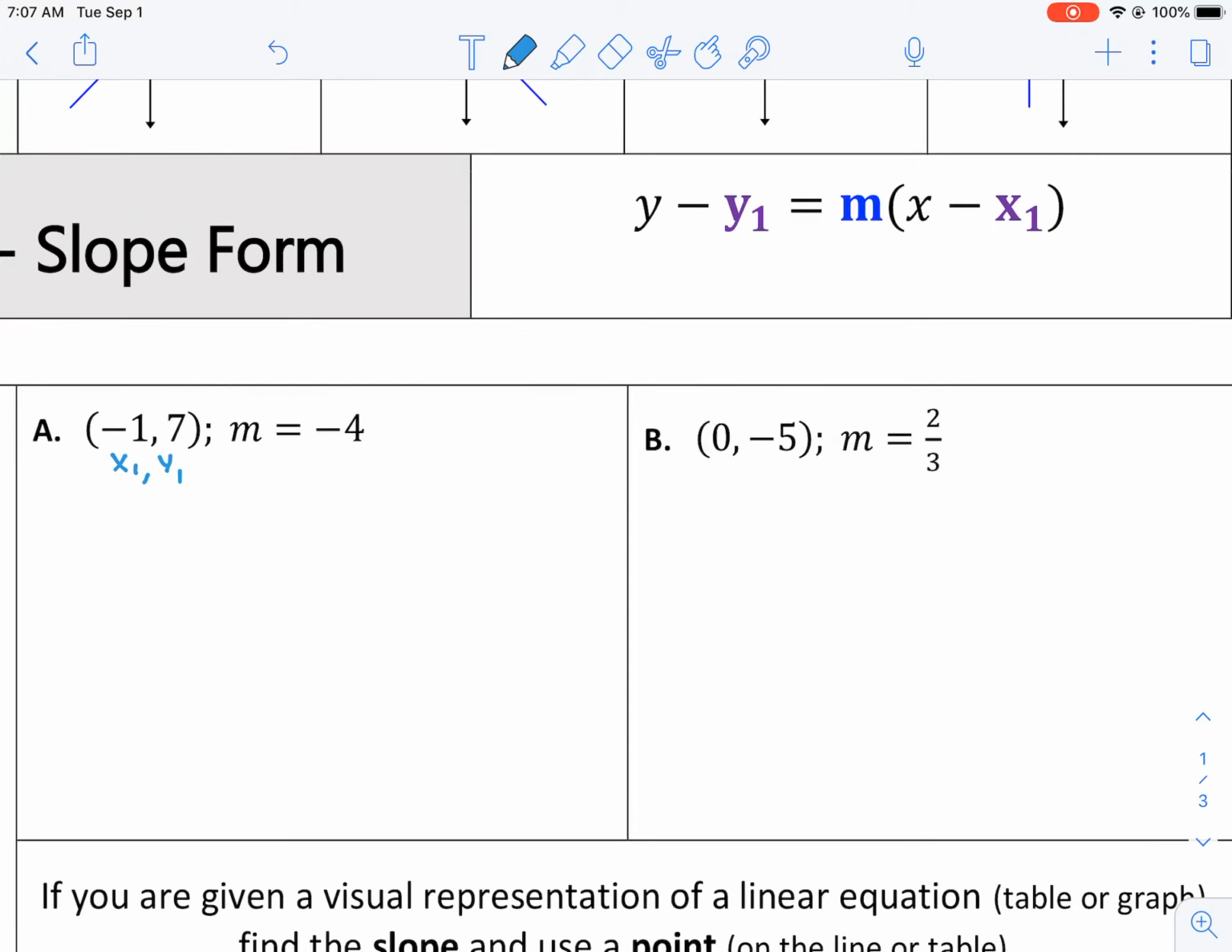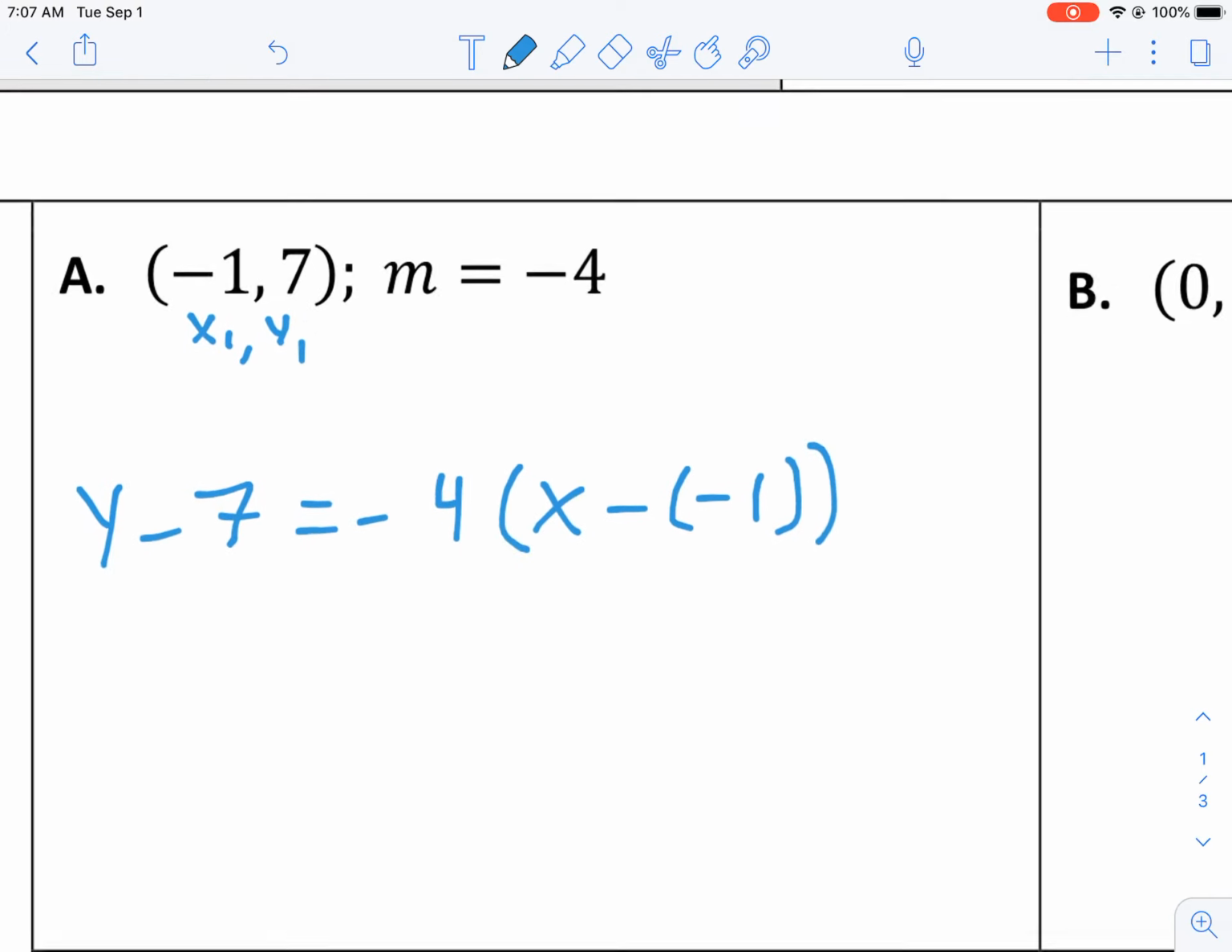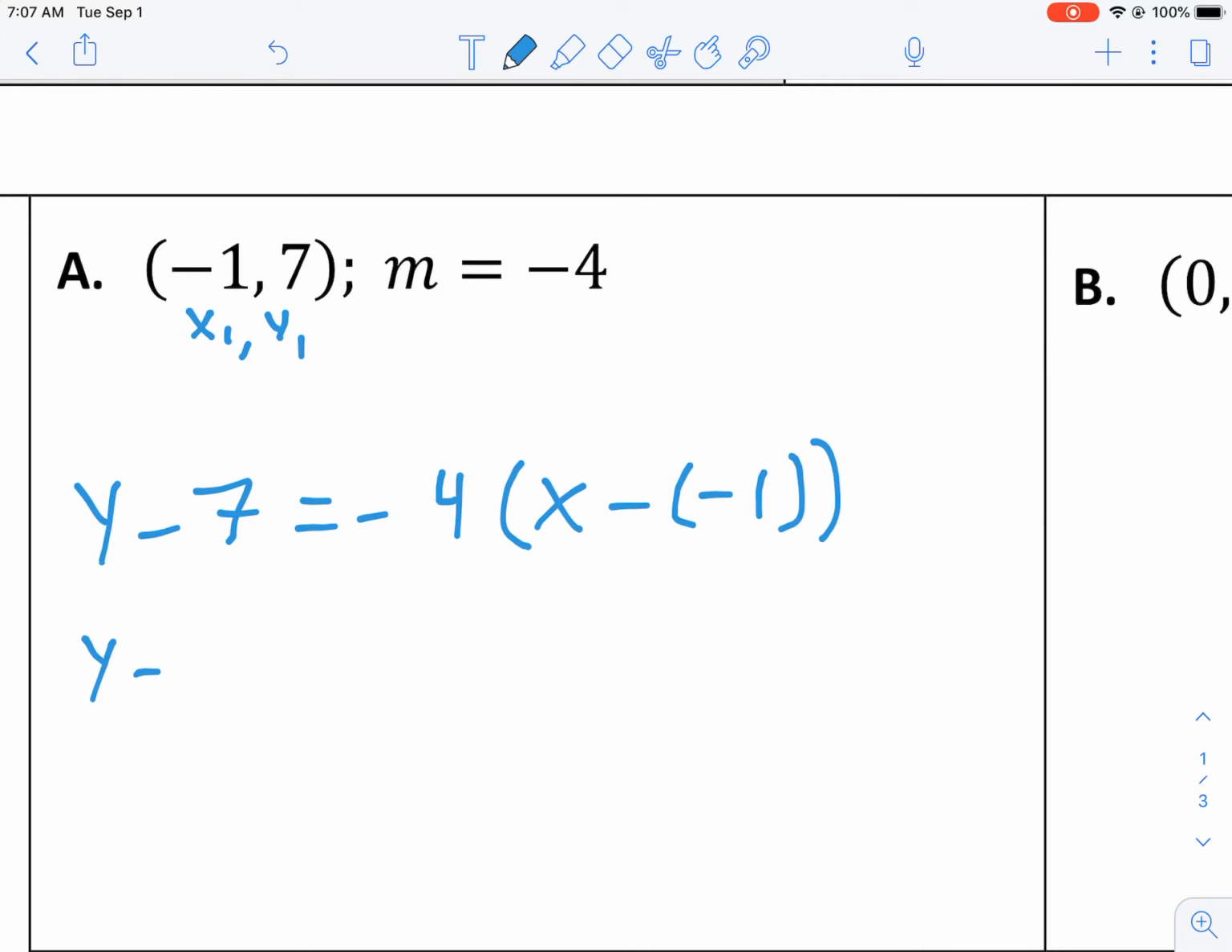So y minus y1 is 7, so that's y minus 7. The slope is -4. And then we have x minus -1. Again, when you have a minus sign and x1 is negative, that's the two negative signs right there. So all we have to do here is rewrite it and turn these two negative signs into a plus sign. And we're done. That's literally all you have to do in point slope form.